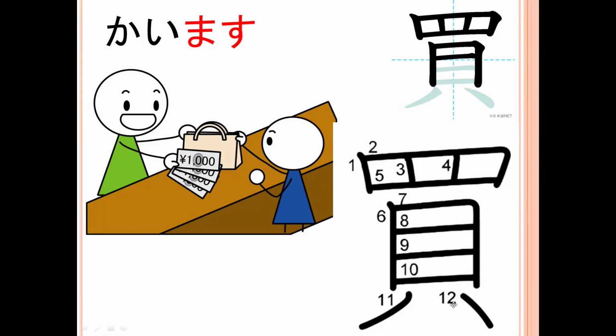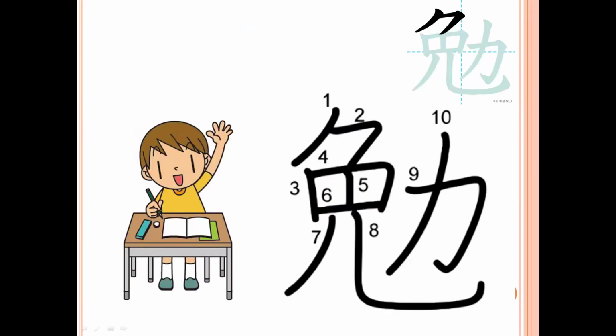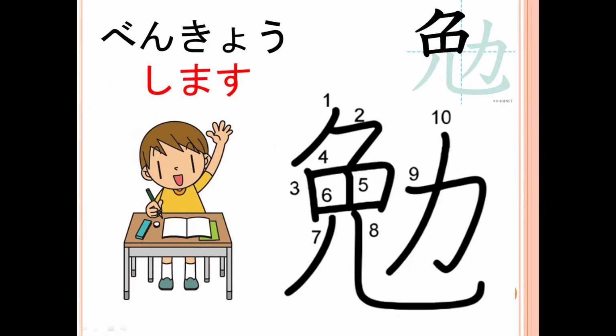The next word is what this boy is doing. He is studying. He is having a notebook, a pen, and an eraser. So he is studying. The Japanese verb for studying is benkyo shimasu. Benkyo shimasu. And the corresponding kanji is mentioned here.